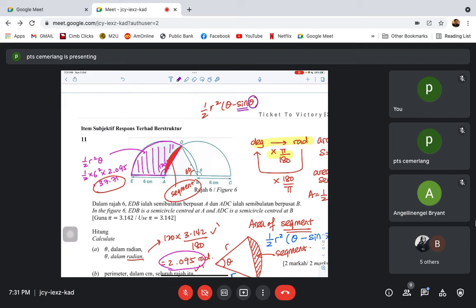Everybody okay or not to change the calculator to be a radian mod? Boleh tak? Siapa yang tak boleh? Please voice out lah. If you cannot, please let me know. Dian, are you okay? Can you change the calculator to become radian? I don't know how, sir. Okay, right. So, what calculator are you using? The white one ke? Ataupun the black one? The white one. Okay, let me check first.